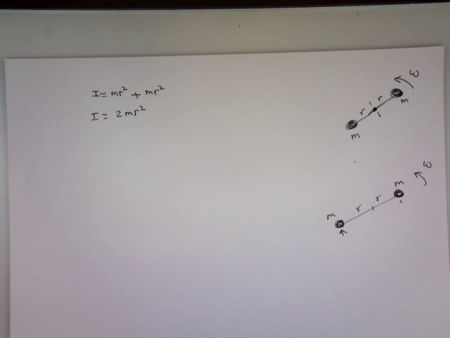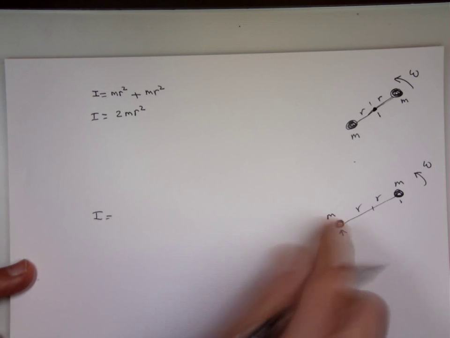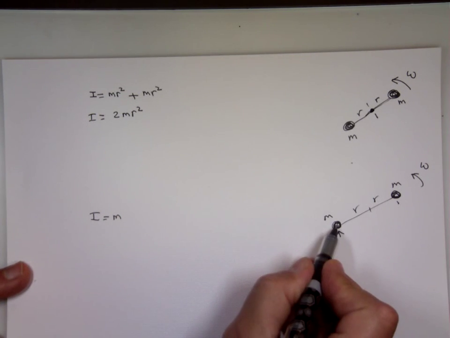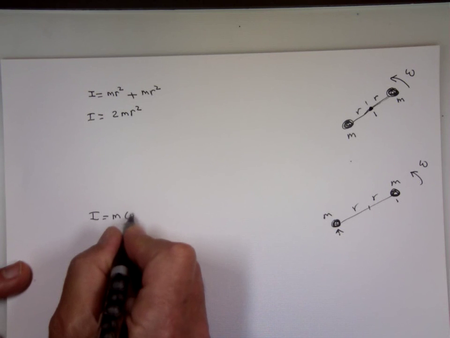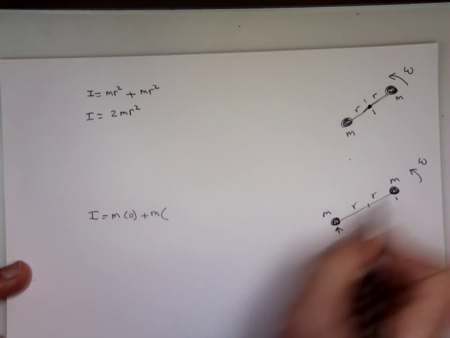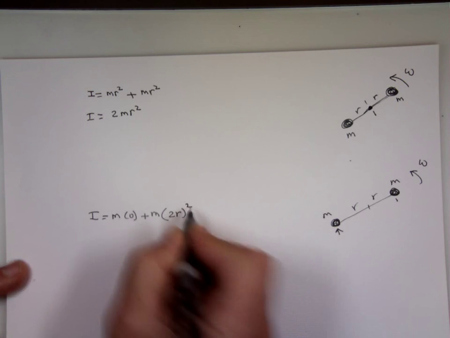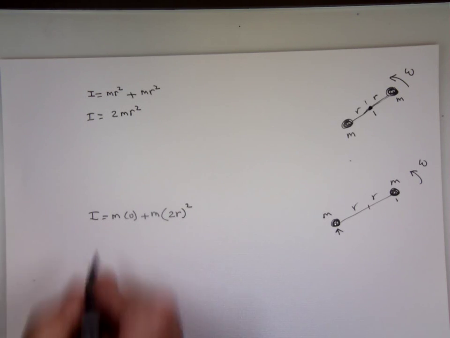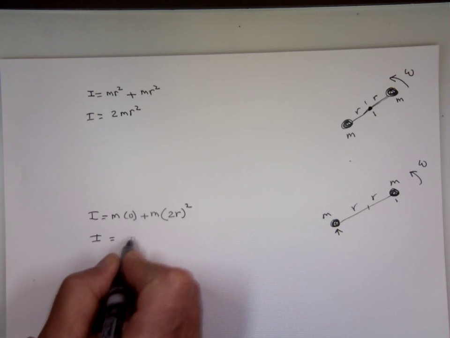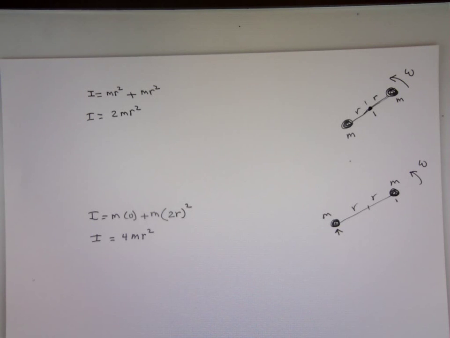Is that different? Well, the inertia for that is the mass of this one, m, times the distance from the center to that pivot point, which is 0, plus the mass of that, which is m, times the distance from here to there, which is 2r, and you've got to square it. What's your inertia now? 4mr squared. So it depends where you spin it. The inertia will change from point to point.